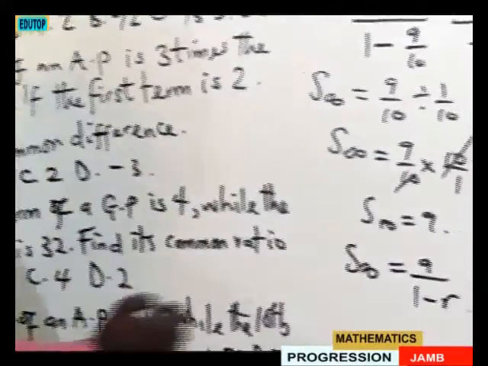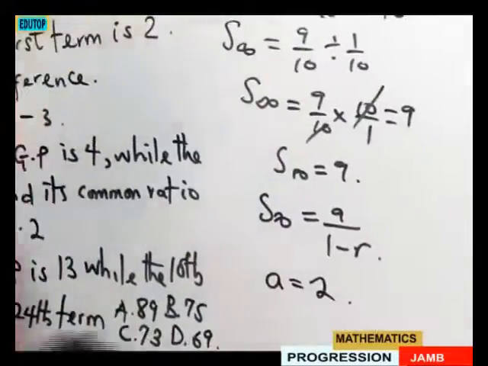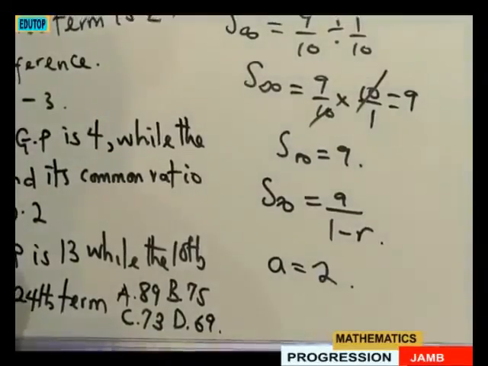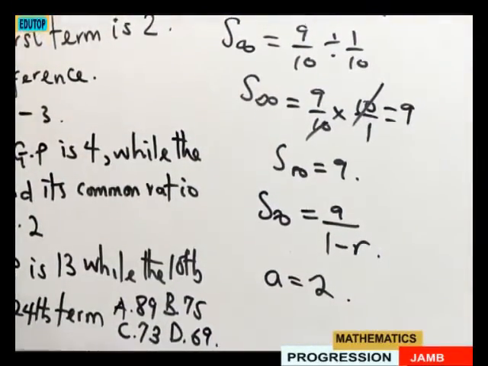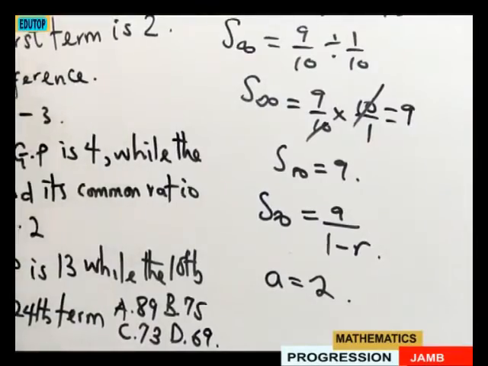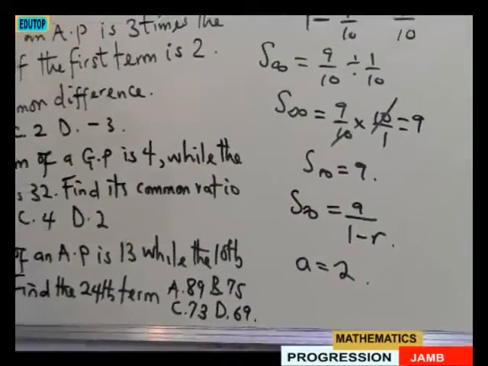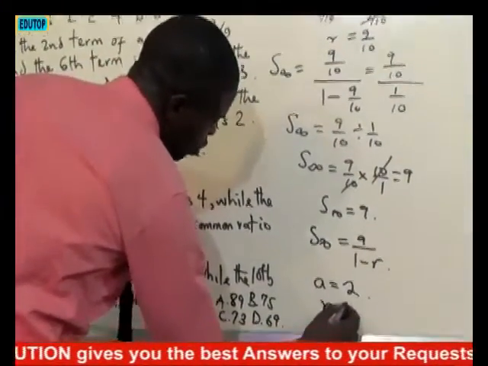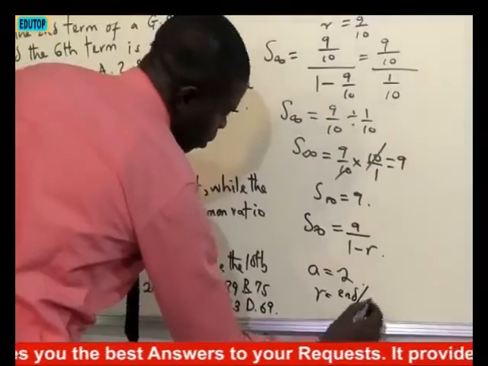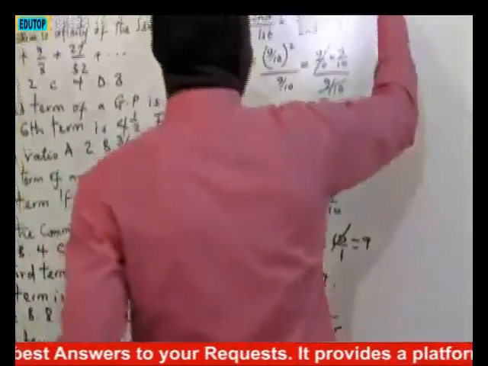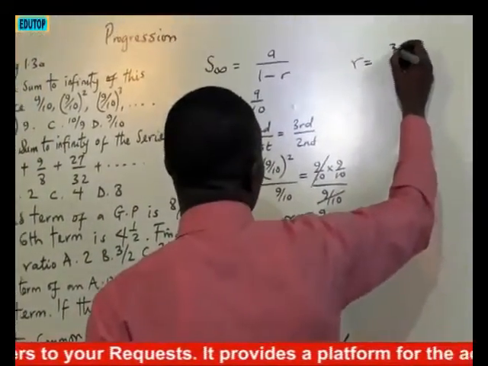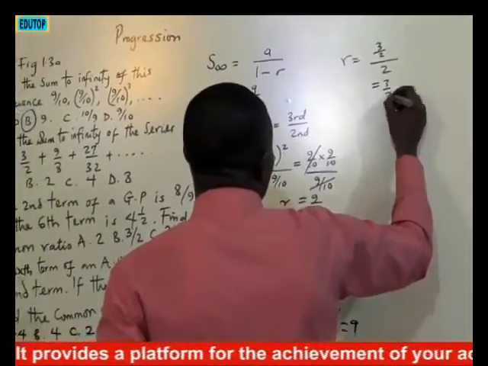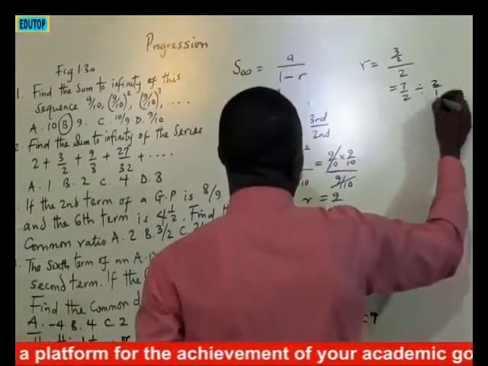So what is our A? Our A here is 2 in the second question. That's the first term. A is 2. Then the common ratio, not common difference, because we are talking about sum to infinity. The common ratio will be R equals the second term divided by the first term. So our R will now be equal to the second term, that's 3 over 2, divided by 2. So we have 3 over 2 divided by 2 over 1.